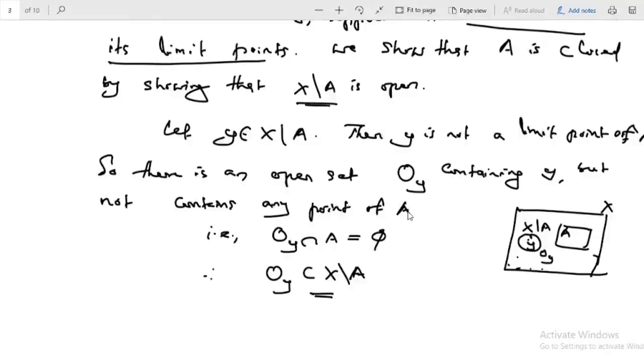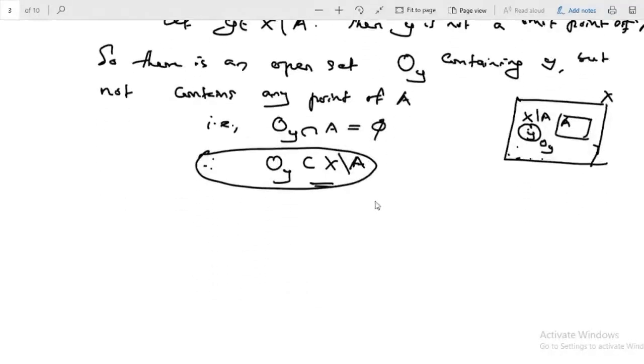So if X difference A is a union of singleton sets, then the union of the open sets containing those singleton sets will clearly be X difference A. That is, OY subset of X difference A, or X difference A is the union of such open sets OY.